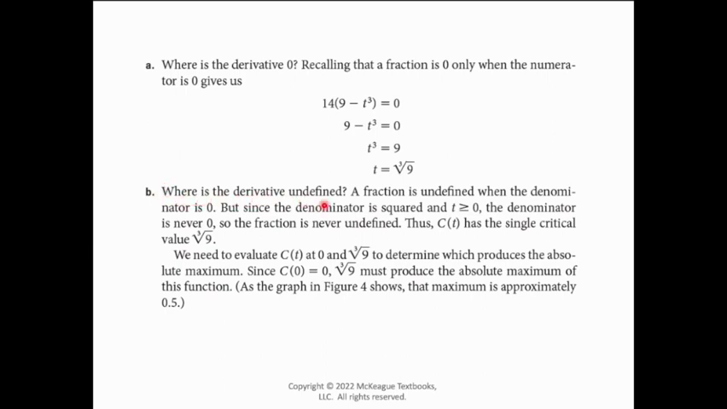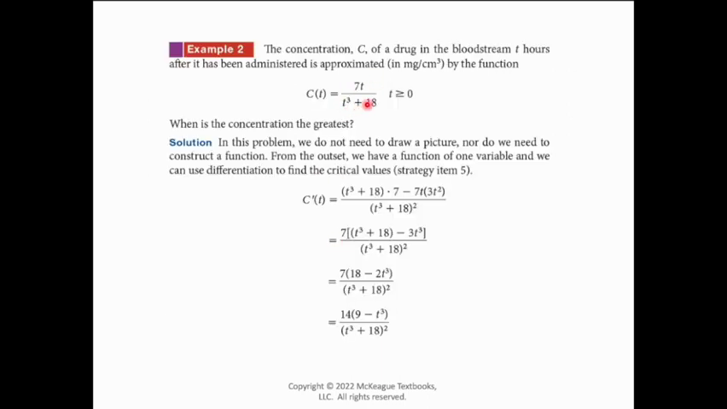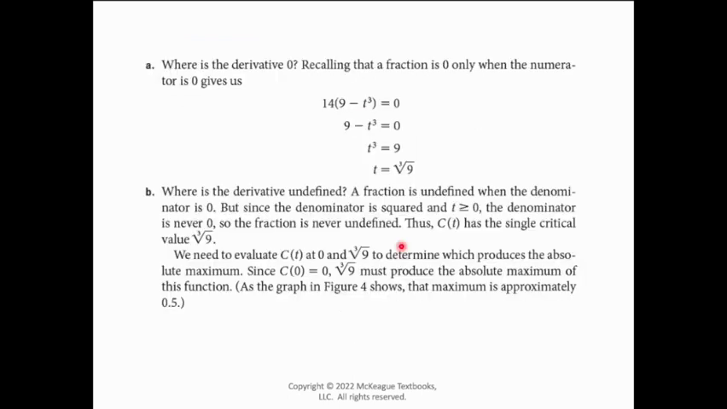Now, to find any other critical values, we want to look to see where the derivative is undefined, and that's what makes the denominator 0. The denominator was t to the third plus 18. What makes the denominator 0 would mean that t has to be negative. We would have to plug in a negative number, cube it, and then add it to 18 to get 0. Since we're only talking about values of t that are positive because we're talking about time, we're not concerned about the t that's negative. So we're only going to be looking at this critical value here.